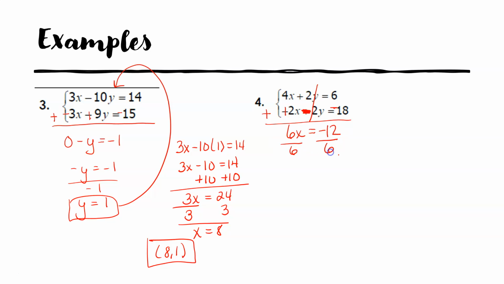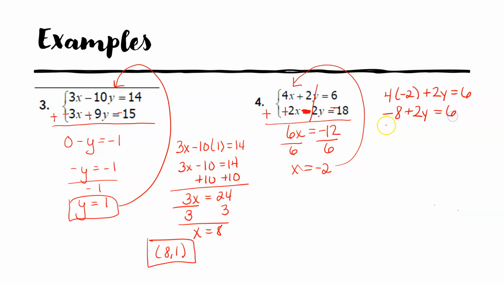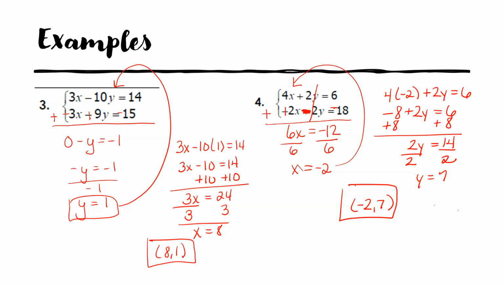I'm going to divide by 6 on each side, so x is negative 2. Now I'm going to plug that value in for x. So 4 times negative 2 plus 2y equals 6. So I have negative 8 plus 2y equals 6. And when I add that 8 to each side, I have 2y equals 14. Divide by 2. So my y value is 7. My ordered pair is negative 2, 7.